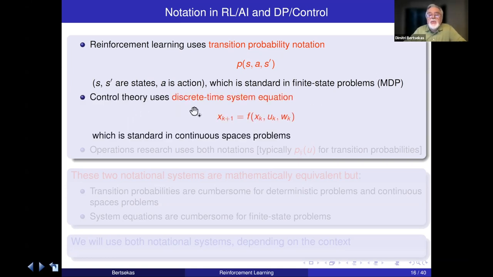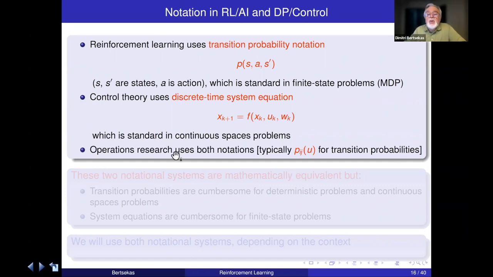On the other hand, control theory traditionally has been using discrete time equations, of this type, where xk denotes the state at time k rather than sk. xk, uk is used in place of ak, it defines the control, and wk is also the uncertainty. Transition probabilities denote some uncertainty. You don't know where you're going to land if you are at a given state where you apply a certain action. This gives you only the probability distribution of the next state. Now, this uncertainty is encoded in some random variable here, wk, in the system equation. And this is standard in continuous space problems as opposed to finite state problems.